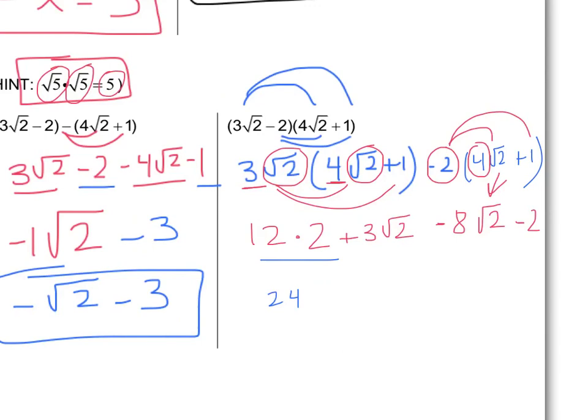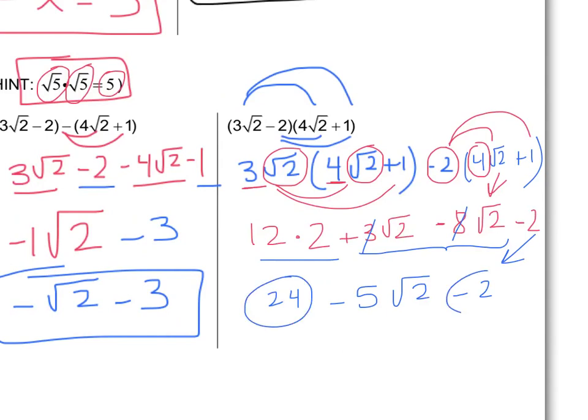Now 12 times 2 is a 24. 3 radical 2 minus 8 radical 2: 3 minus 8 would be a negative 5. And you copy the radical 2. And then you move the negative 2 down. Now 24 minus 2 would give you 22 minus 5 radical 2. And that would be the final answer.